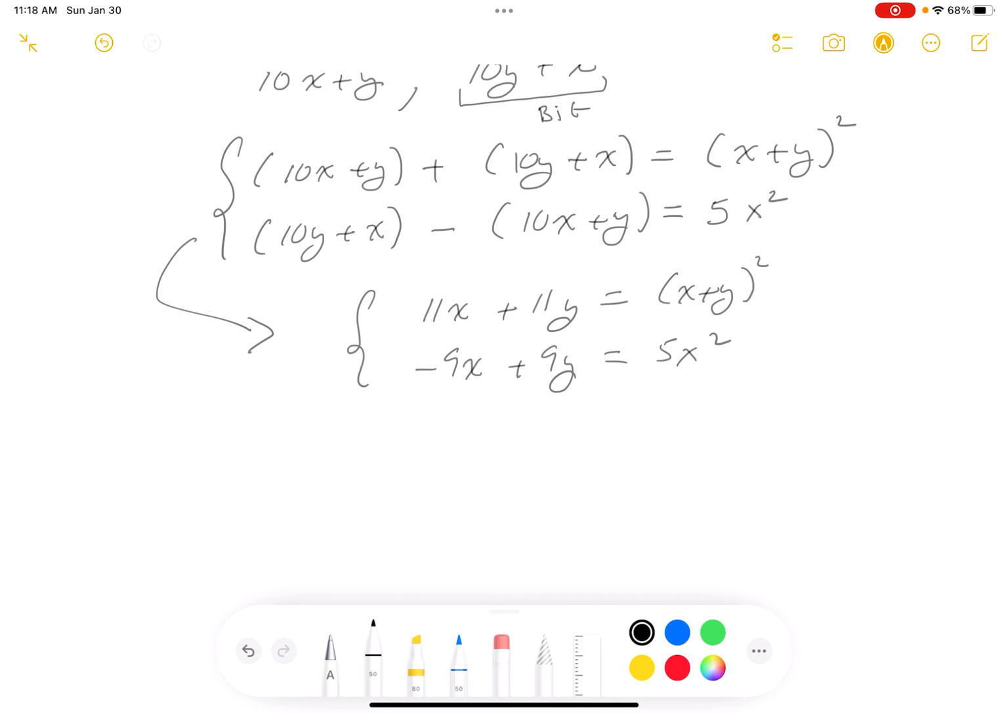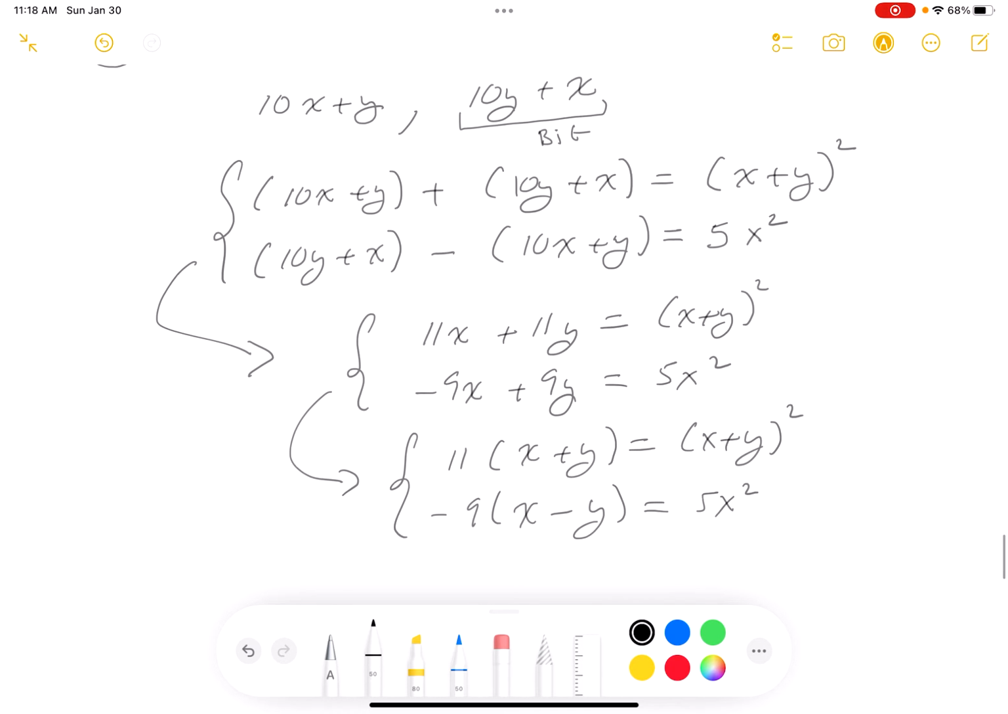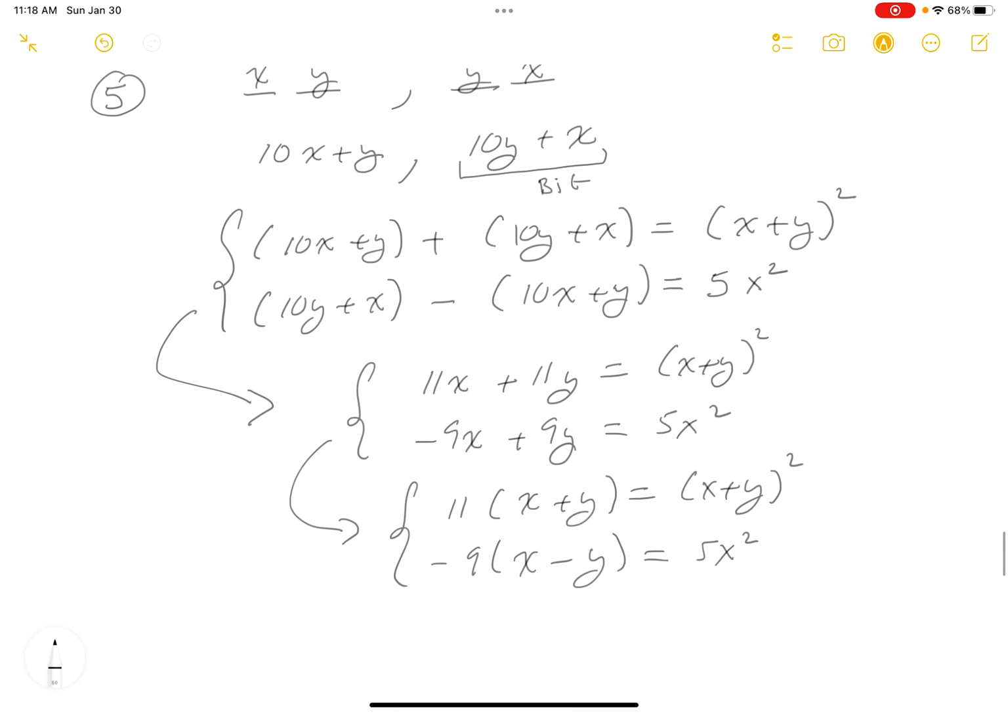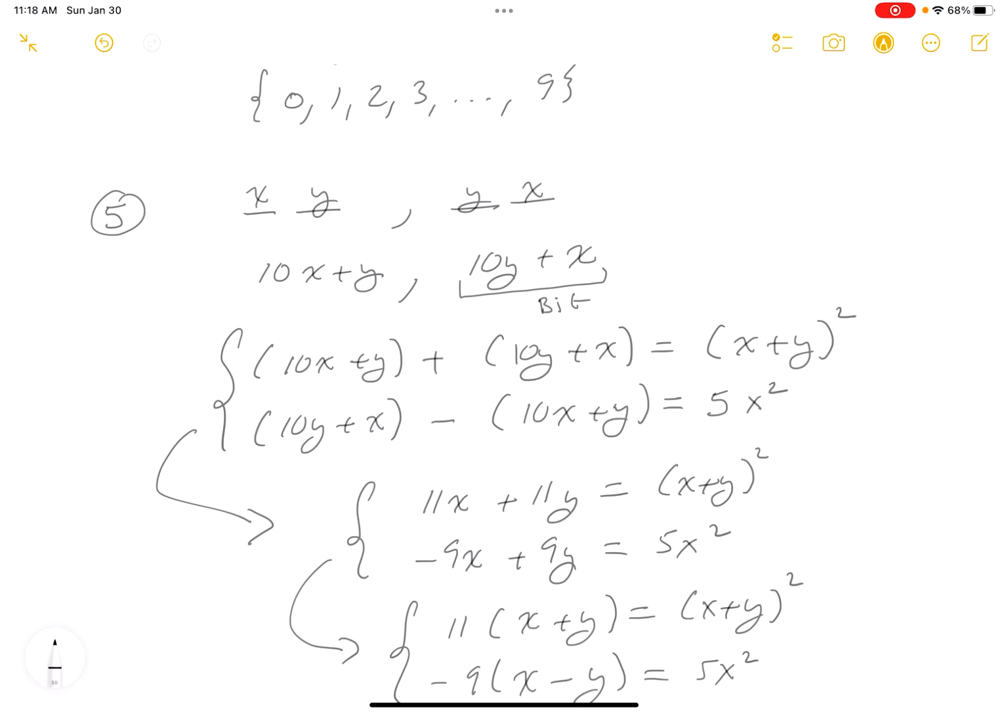I'm still in trouble. I could do all kinds of wacky things, but I'm noticing something pretty simple: these are factorable. So I'm going to write this down. 11 times (x plus y) equals (x plus y) squared. And I'm going to factor a minus 9 out, so this would be x minus y is equal to 5x squared. It's time for me to think, and thinking takes effort. I ought to go back, but there are two numbers, and I'm going to say x and y can't be 0.